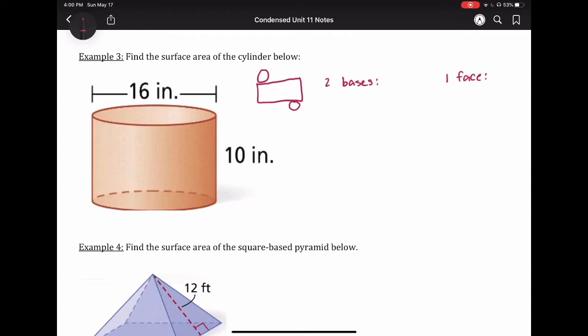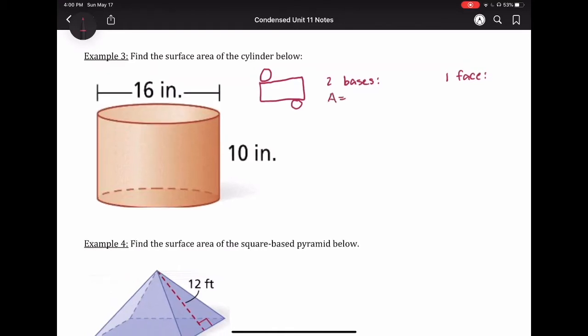In order to find the area of the bases, I need the formula which says, the surface area of the bases. So I have to find the area of a circle. The area of a circle formula gives me that area is equal to pi times r squared. Pi times r squared, we need the radius. This picture gives me the diameter of 16 inches. If the diameter is equal to 16, in order to find the radius, I simply need to divide that in half. 16 divided by 2 is equal to 8, so the radius is equal to 8 inches.